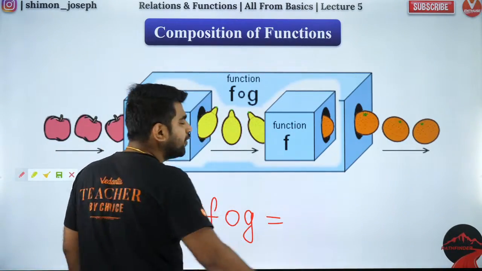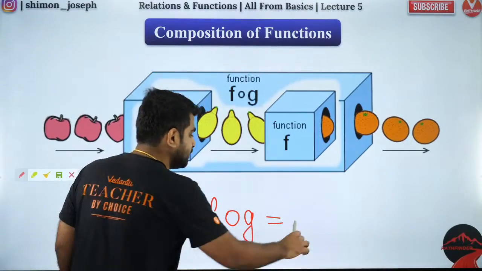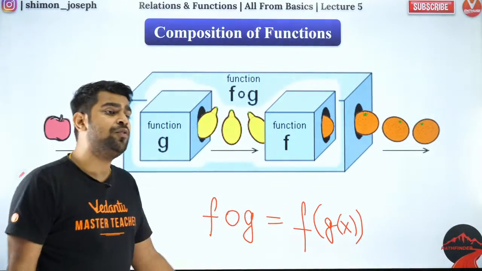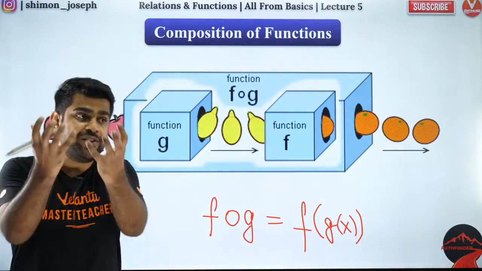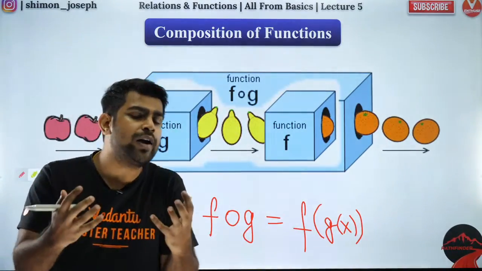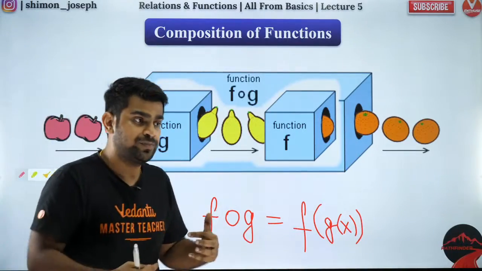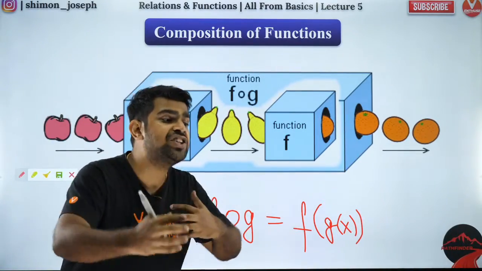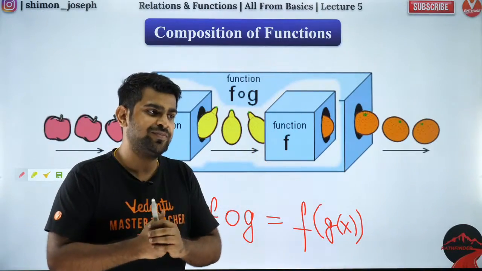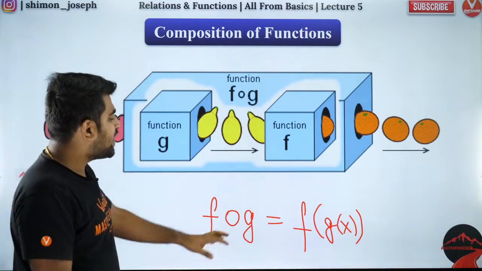Okay, so f of g is not fog. It is rather f of g of x. So first I will find g of x and I will take that and put it inside f. So that is what we call composition of function. It is a function inside another function. Are you all clear with it? Great. So that is what is happening here.